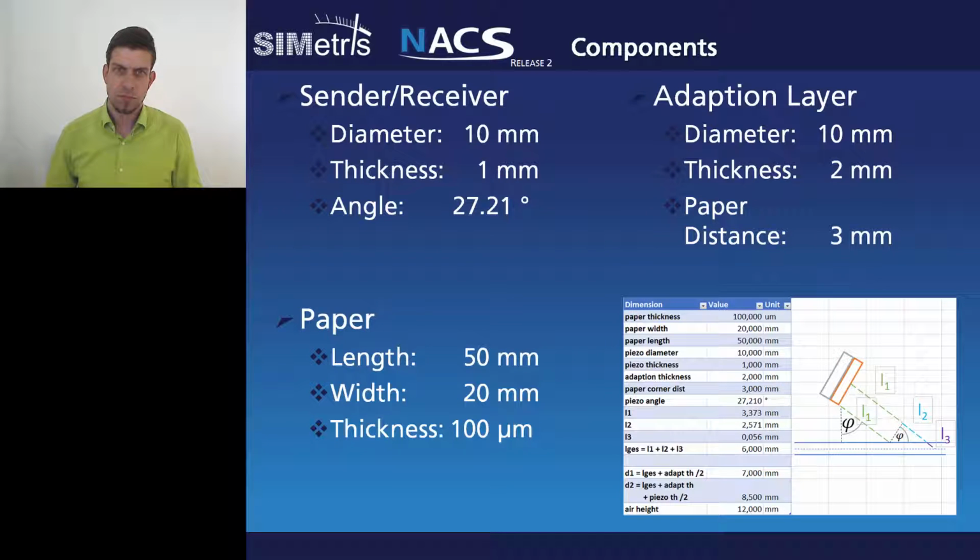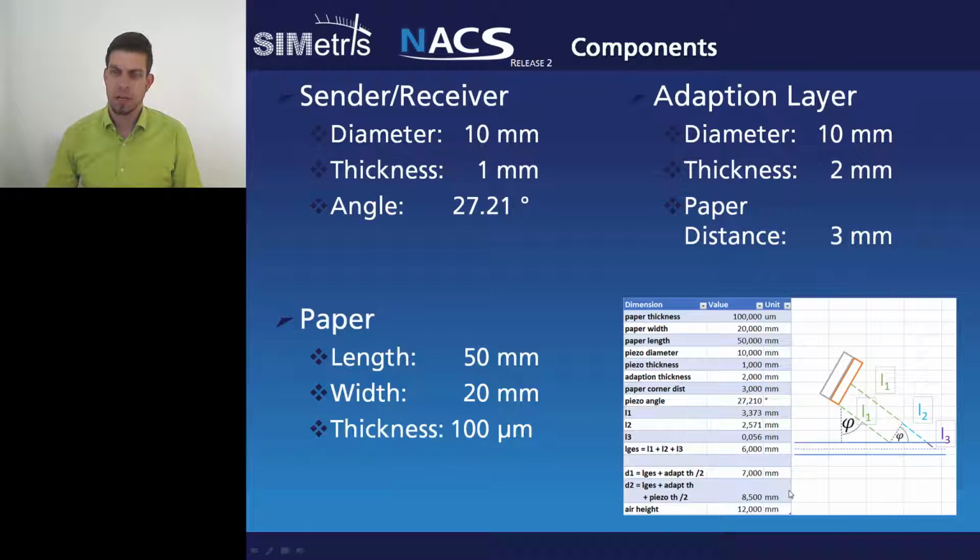Okay, here are some dimensions that we want to use for the components as well as a small sketch. So we have the sender and receiver piezoelectric device, which should have a diameter of 10 millimeters, a thickness of 1 millimeter, and the angle that will be used is 27.21 degrees. This is mainly to get some hands-on distance length, as you can see here on the lower side.